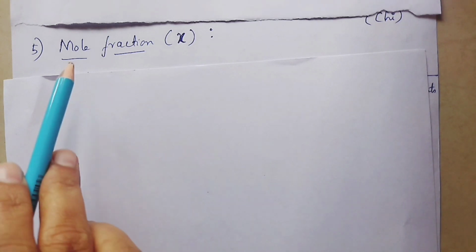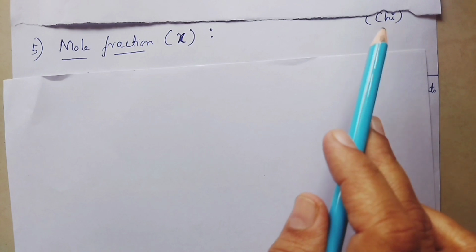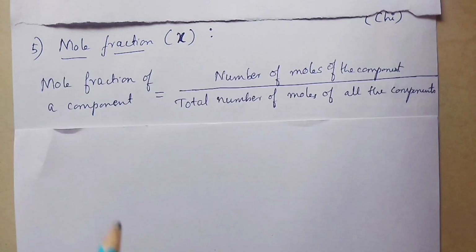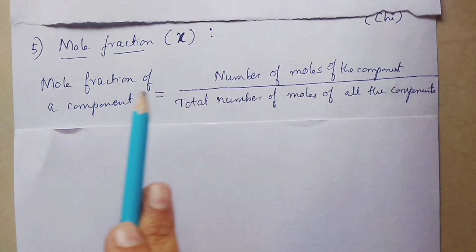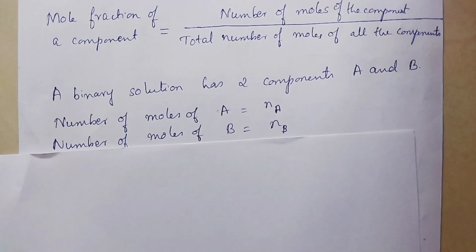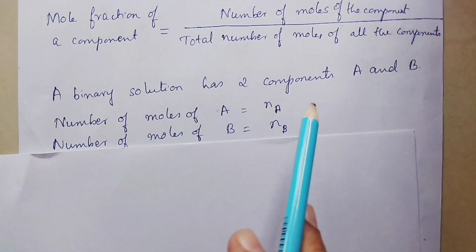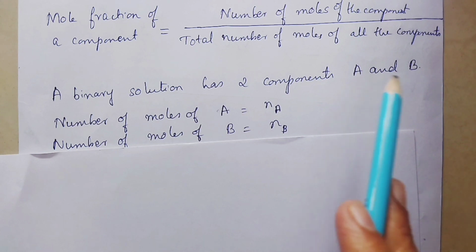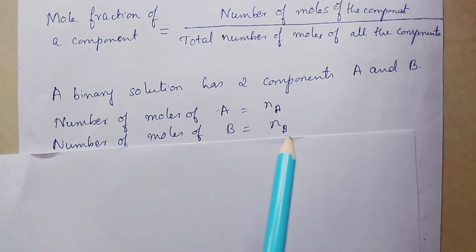Next type is mole fraction, which is represented by the symbol chi. It is pronounced as chi. So mole fraction of a component in a solution is equal to number of moles of that particular component divided by total number of moles of all the components. As we all know, a binary solution has two components, a solute and a solvent. It can be represented by A and B. Now, number of moles of A is found to be Na and number of moles of B is Nb.